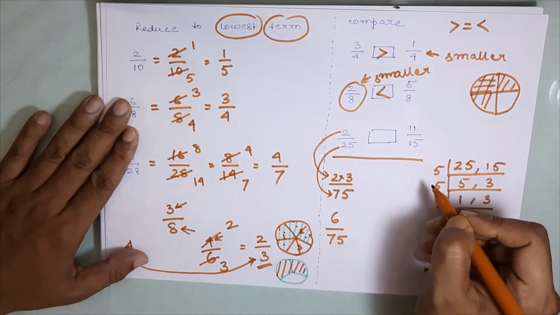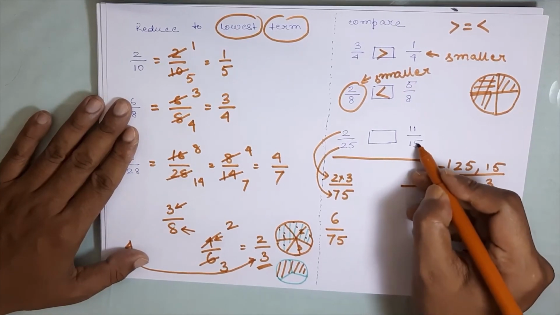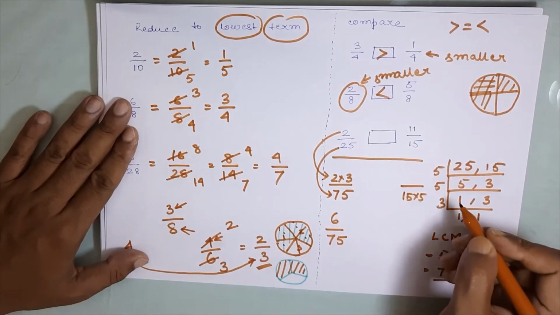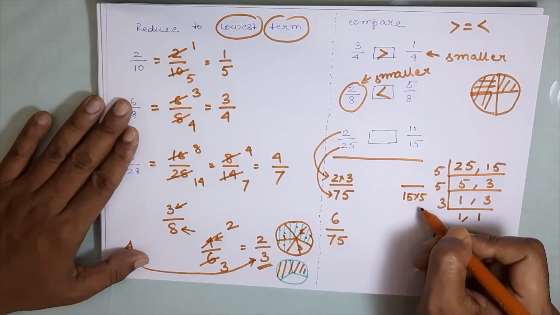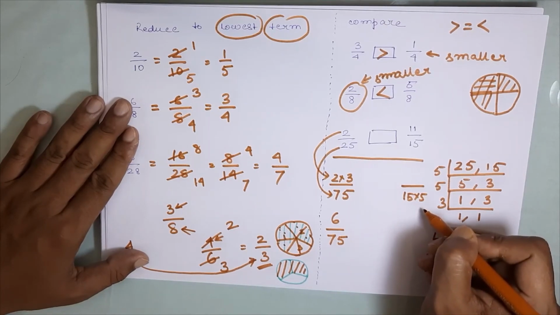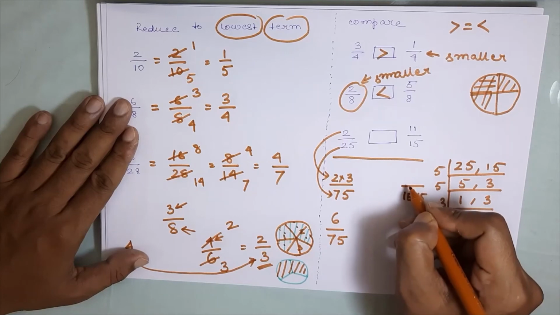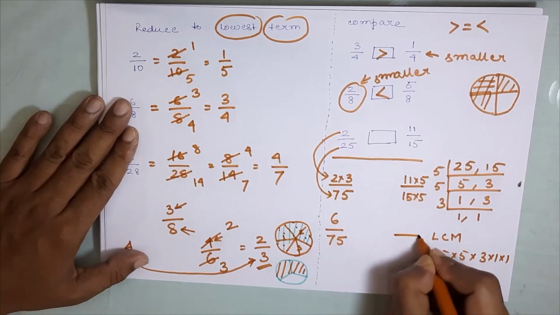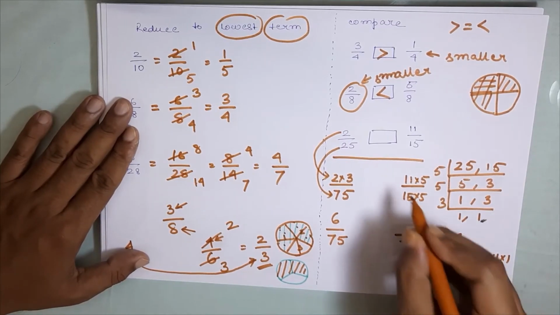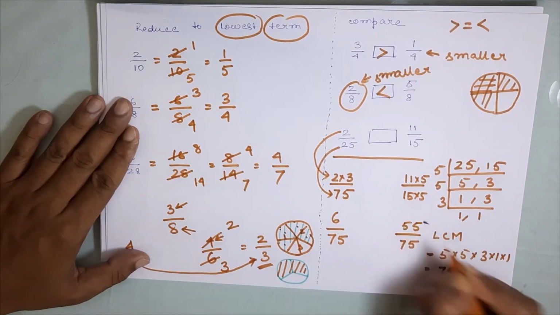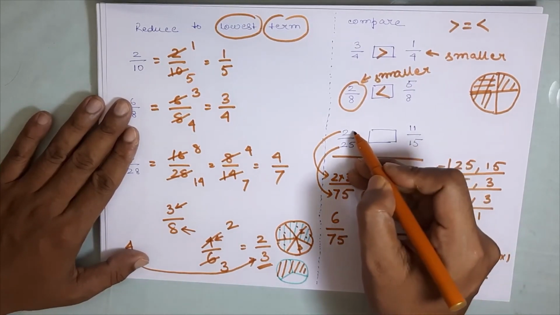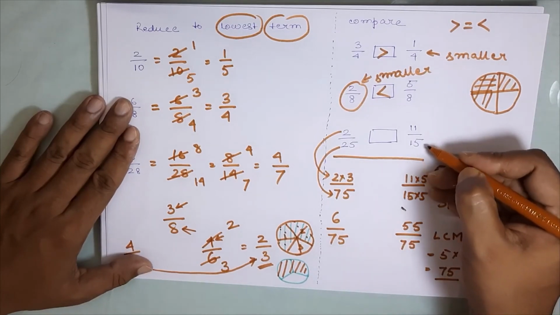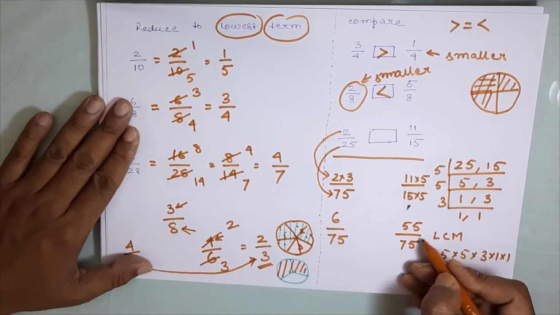Let us see how 11 by 15 can be done. So you have to change 15 to 75. So 15 into 5 is equal to 75. Now if you multiply your denominator by 5, you also have to do the same for your numerator. You have to multiply your numerator also by 5. So 11 into 5 is 55, and the denominator comes to 75. Now if you see, the same 2 by 25 is represented as 6 by 75, and the same 11 by 15 is represented as 55 by 75.